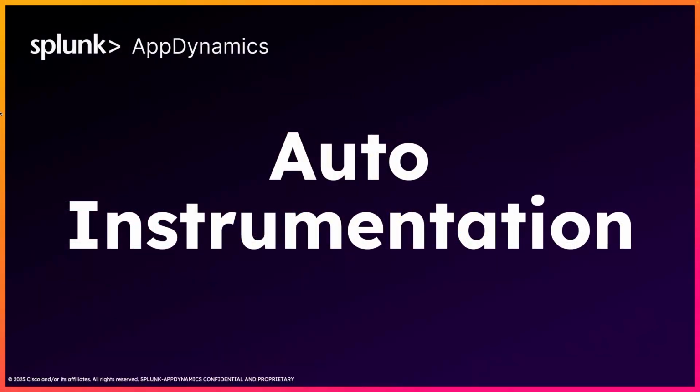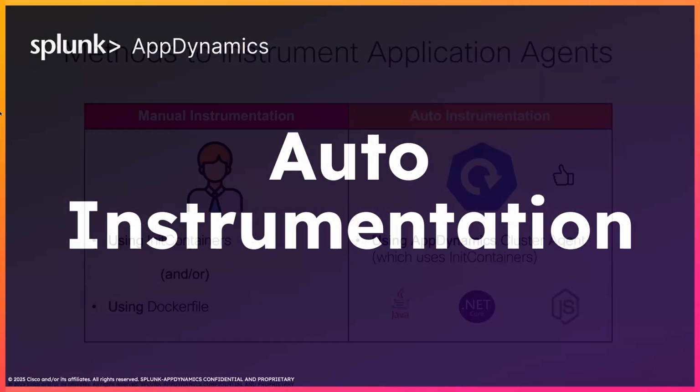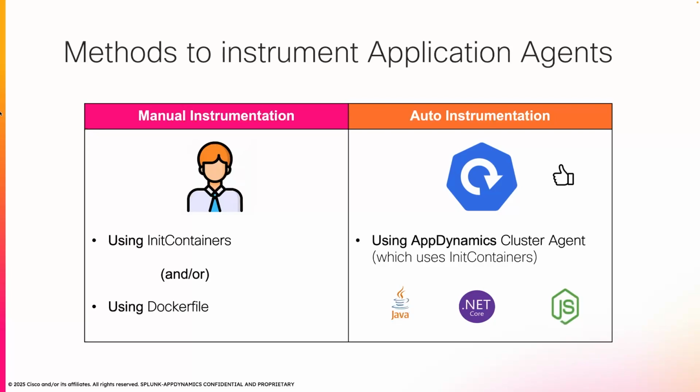Let's talk a little bit about auto-instrumentation. We're going to focus on the right hand of this slide here, auto-instrumentation. And the languages that we can auto-instrument are at the bottom there: Java, .NET Core for Linux, and Node.js. And the way we do this is by using an init container, which copies the agent files into the container that's running the application and configures them so that they can then communicate back to the AppDynamics controller.